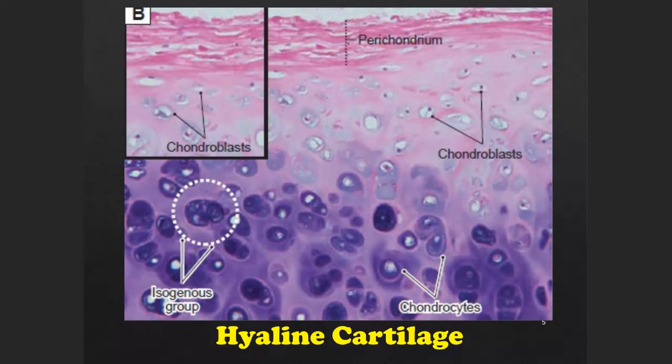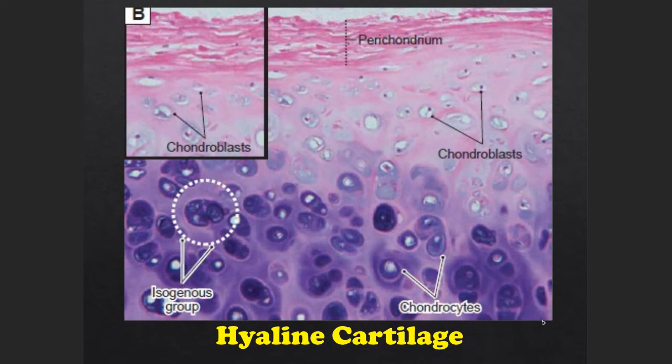Now, coming to the cartilage, there are three types of cartilage. There is hyaline cartilage, then there is elastic cartilage, then there is fibrocartilage. Now, what is the difference between them? In hyaline cartilage, you will see chondrocytes, chondroblasts arranged in isogenous groups, having type 2 collagen fibers. Whereas in elastic cartilage, you will see type 2 collagen fibers, and along with it, you will also see elastic fibers. So elastic fiber is one additional feature.